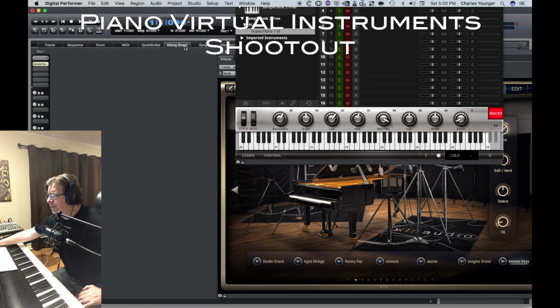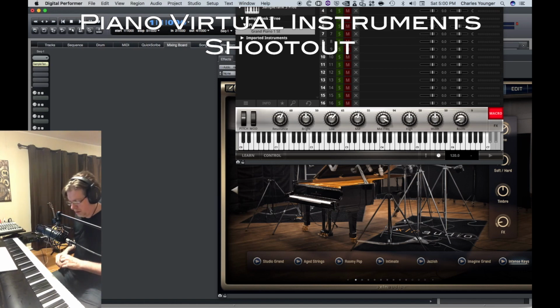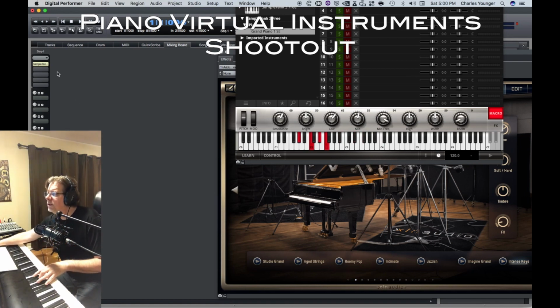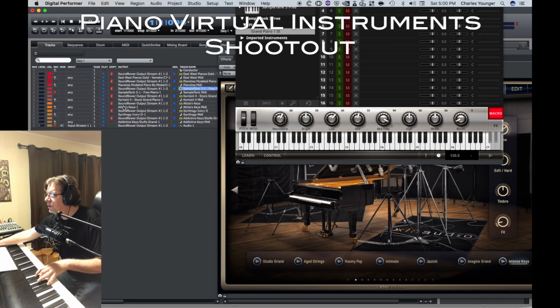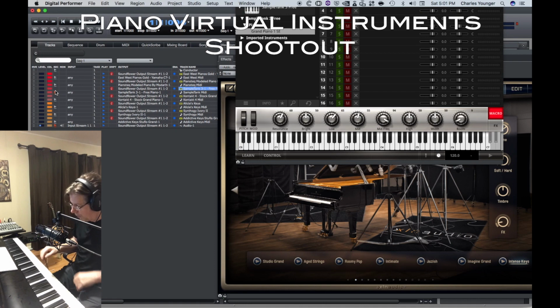Let me bring up the mixing board. This is Sample Tank. Okay. Is that about the same level? Let me see. Close. That's close. So let's see if I were to play like a gospel thing or something.